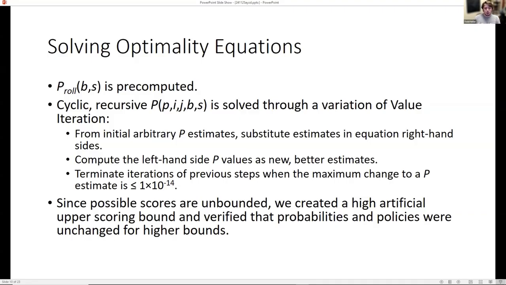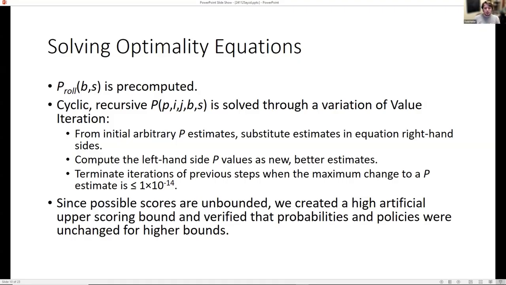Initially, we assume some arbitrary estimates for P and plug them into the right side of the equations from before to compute a new left side of the equation, substituting these new p-values back into our list of p-values. And we continue this process until there is minimal change from iteration to iteration.